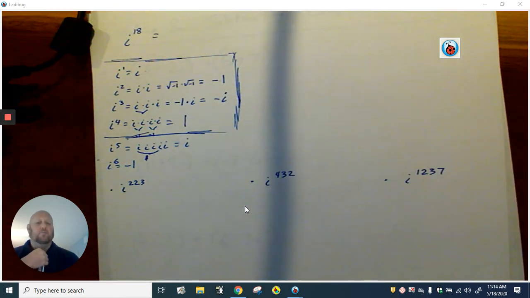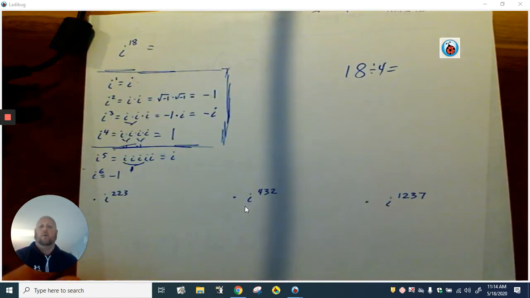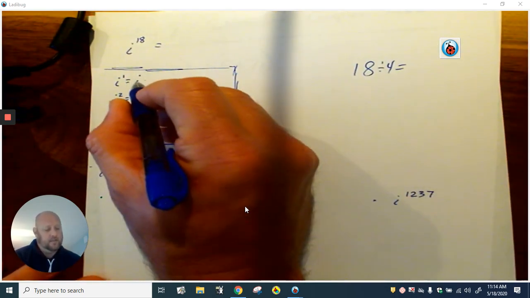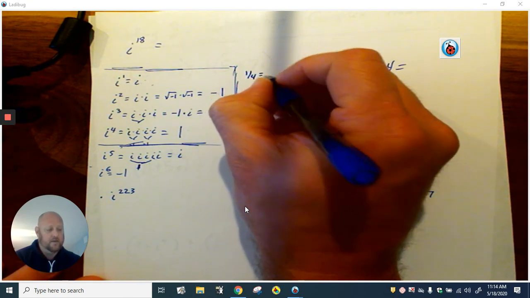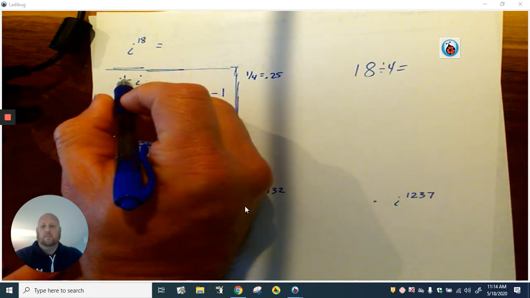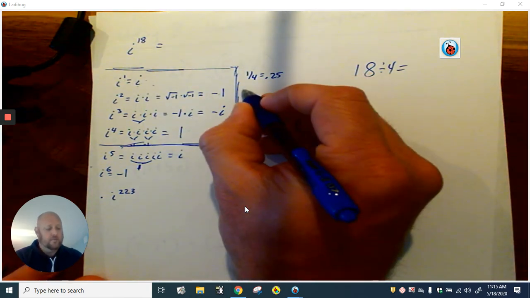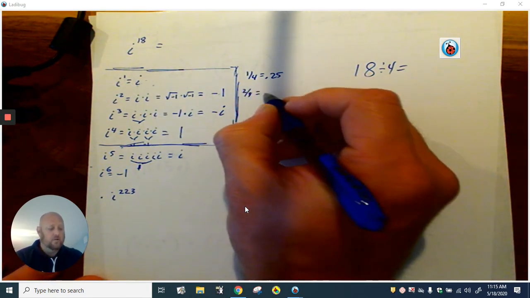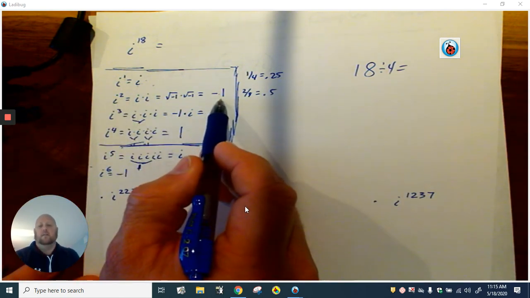And there's an actual really, really easy way to figure this out. All you have to do is do 18 divided by 4. That's it. Why 4? Because there's 4 numbers in the pattern. If you see a remainder of 1, okay, 1 out of 4, meaning 0.25, well, that means we have a remainder of 1, and the answer is going to be i. If you see a remainder of 2, or 0.5, that means you have a remainder of 2. The answer is going to be -1.